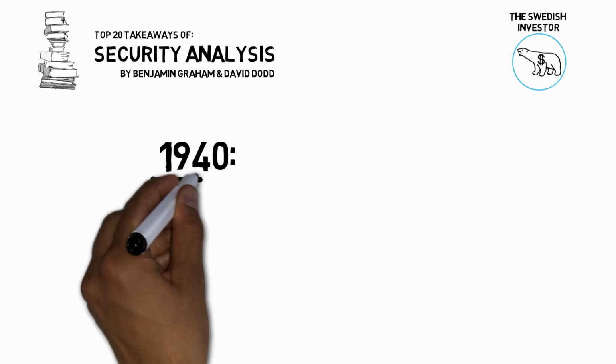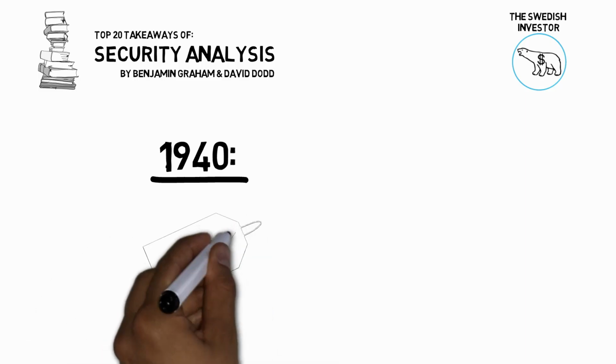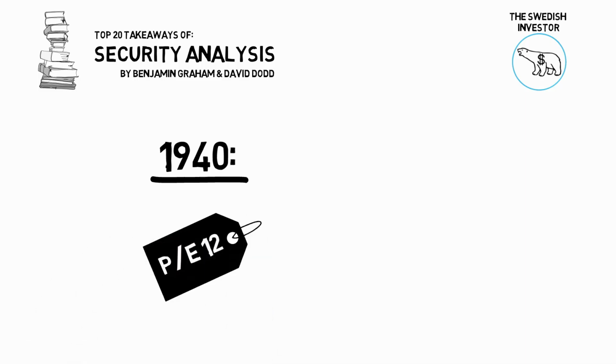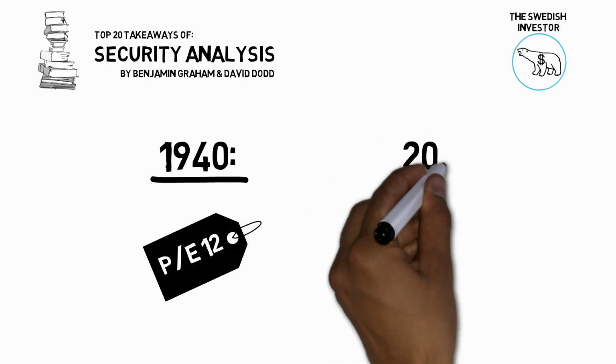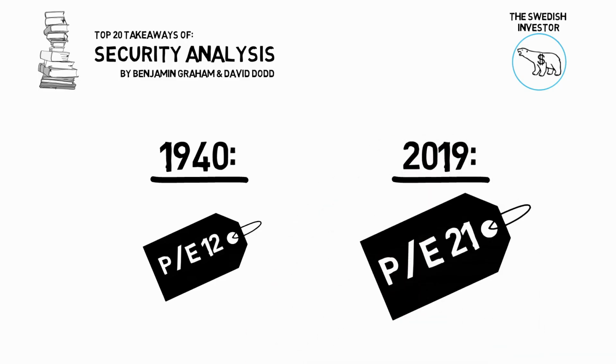Back in 1940, when Benjamin Graham and David Dodd released the second edition of Security Analysis, stocks were valued at 12 times their yearly earnings on average. Today, the price of stocks is almost twice as high. But don't let that discourage you. It is still possible to be successful in the markets. Let's learn how.